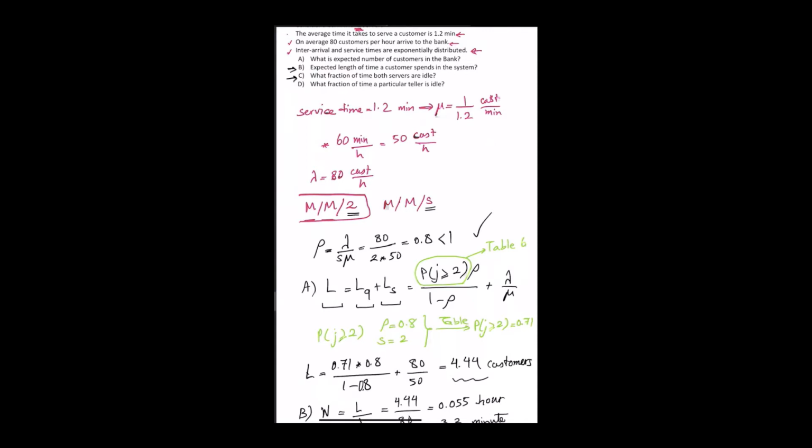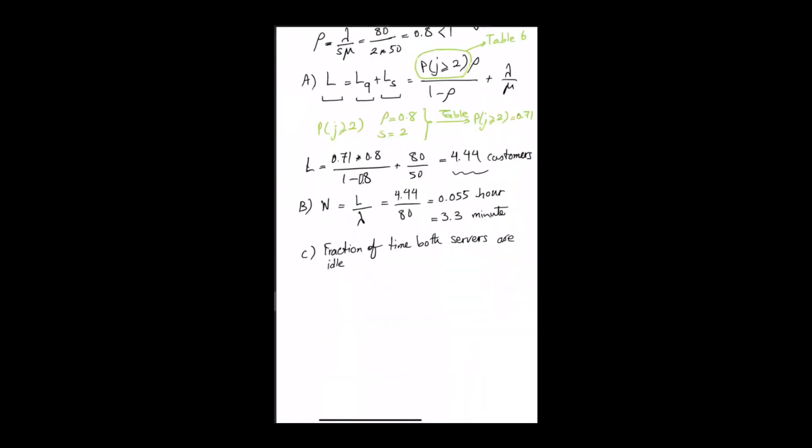In part C, we need to know the fraction of time both servers are idle. That is basically when there is no customer in the system, because if there is one customer in the system, one of the servers will be busy. So if we want both servers to be idle, no one should be in the system. So the fraction of time that no one is in the system is going to be shown by pi 0.